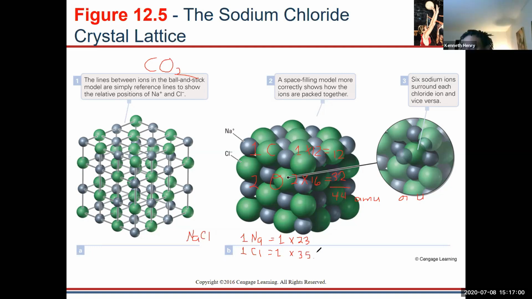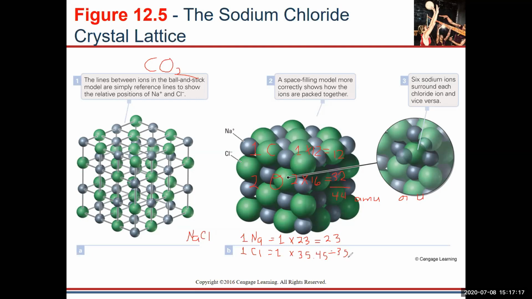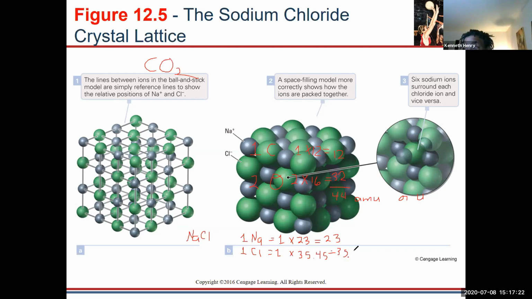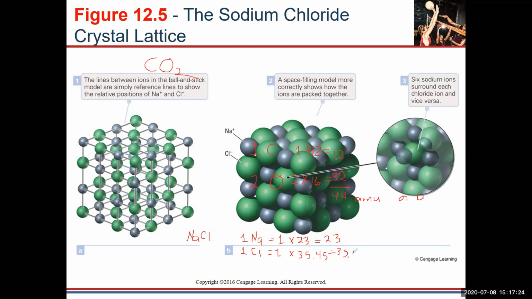So we're just going to be a little generous. We're going to say 35.45, because that .45 is kind of significant. So 23 plus 35.45, what is that going to equal? That's going to equal 50.45. Isn't it 58? No, 58, isn't it? Yeah, 58.45. Okay.